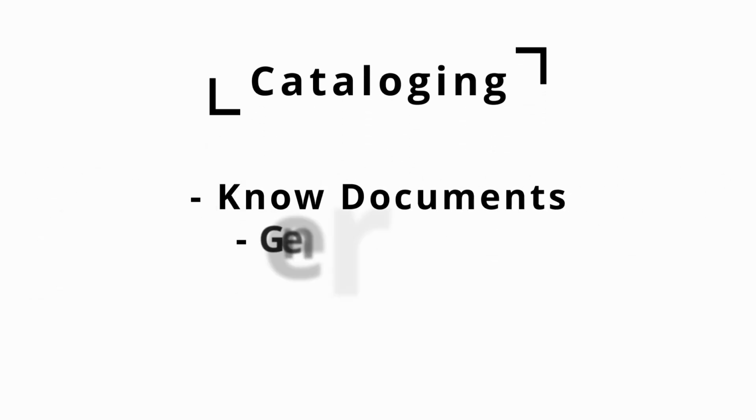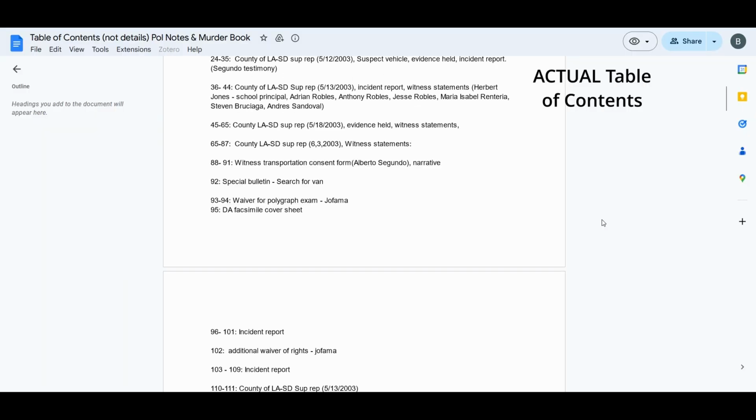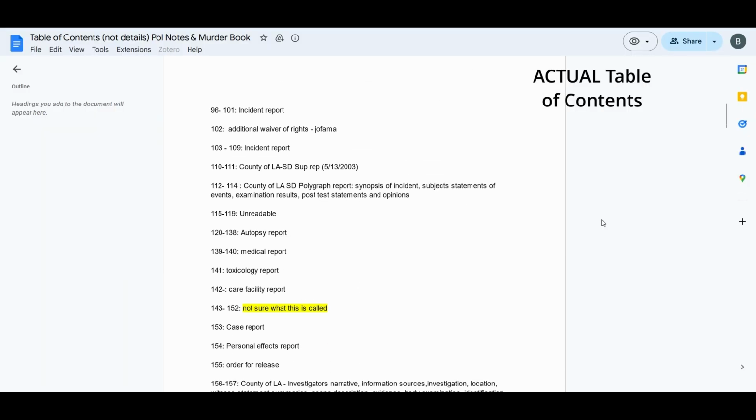So firstly, the whole point of cataloging is just so we know what documents we have, and we have a slight idea of what's in these documents. So if I need to find a specific piece of information, I know where to look.